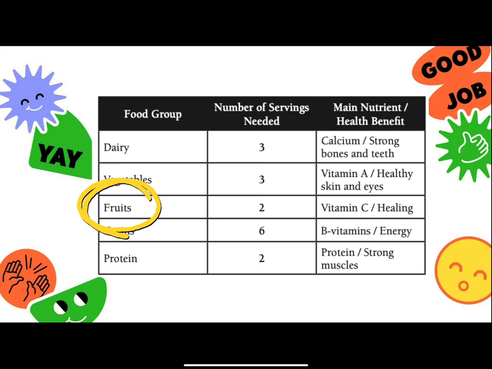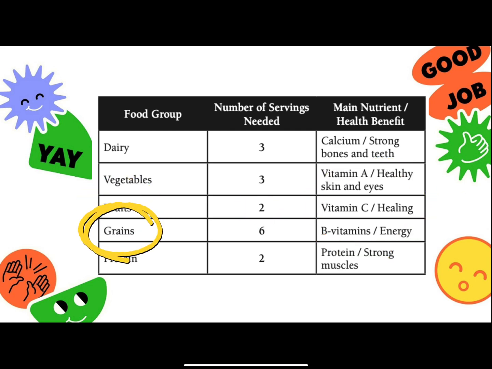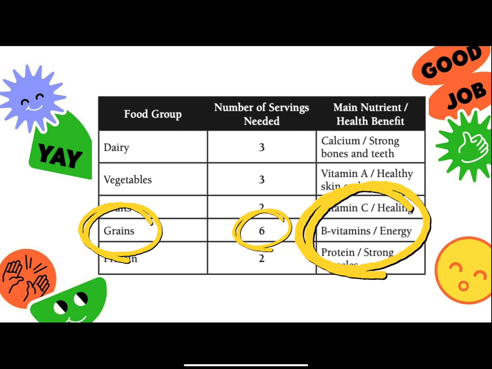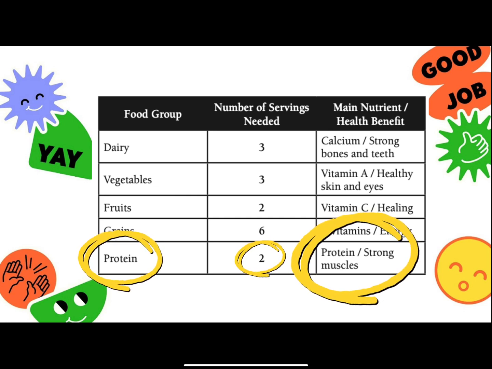Fruit group, 2 servings. Its main nutrient is vitamin C, and that is good for healing. Grains, you need 6. It's got B vitamins, and that's good for energy. Protein, the number of servings you need is 2. Protein is good for strong muscles.